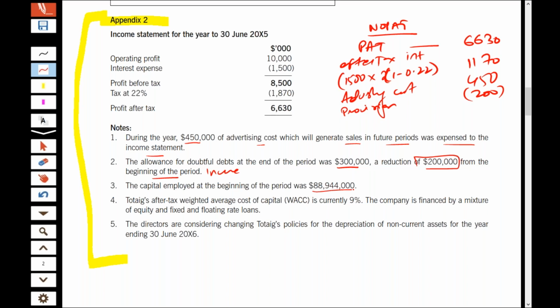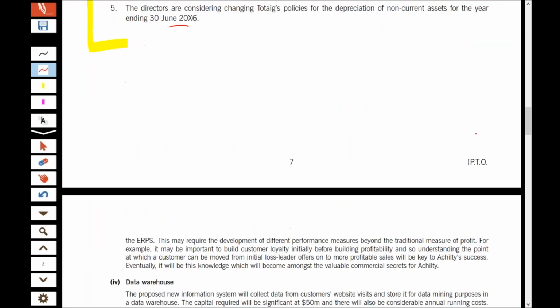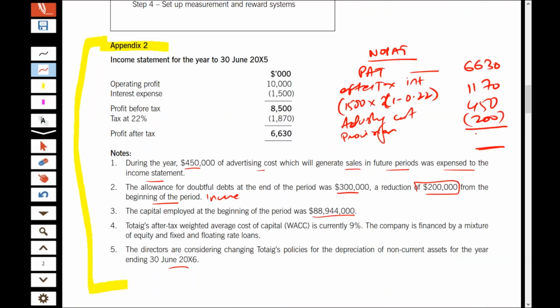Capital employed at the beginning, we'll see that the after tax weighted average cost of capital was this, the company is financed by this. Directors are considering changing the policy for depreciation for the year. Now, on the basis of available information, let me repeat, on the basis of available information, this is what our NOPAT is. Now, what exactly is this NOPAT? Let's try to have an understanding.